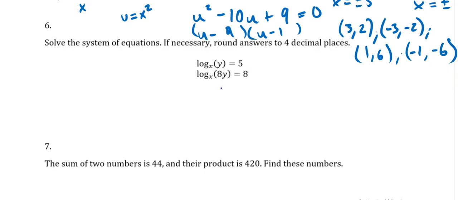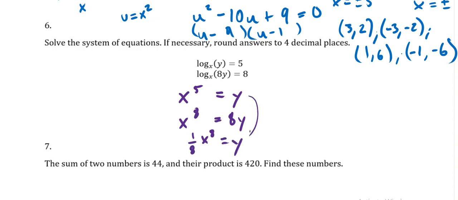I think this next one might be better written in exponential form. This is saying if I have x to the 5, that's equal to y. And if I have x to the 8, that's equal to 8y. This bottom equation means that 1/8 of x to the 8 is equal to y, and now I can set these two equal to each other. That would give me that 1 over 8 x to the 8 was equal to x to the 5.